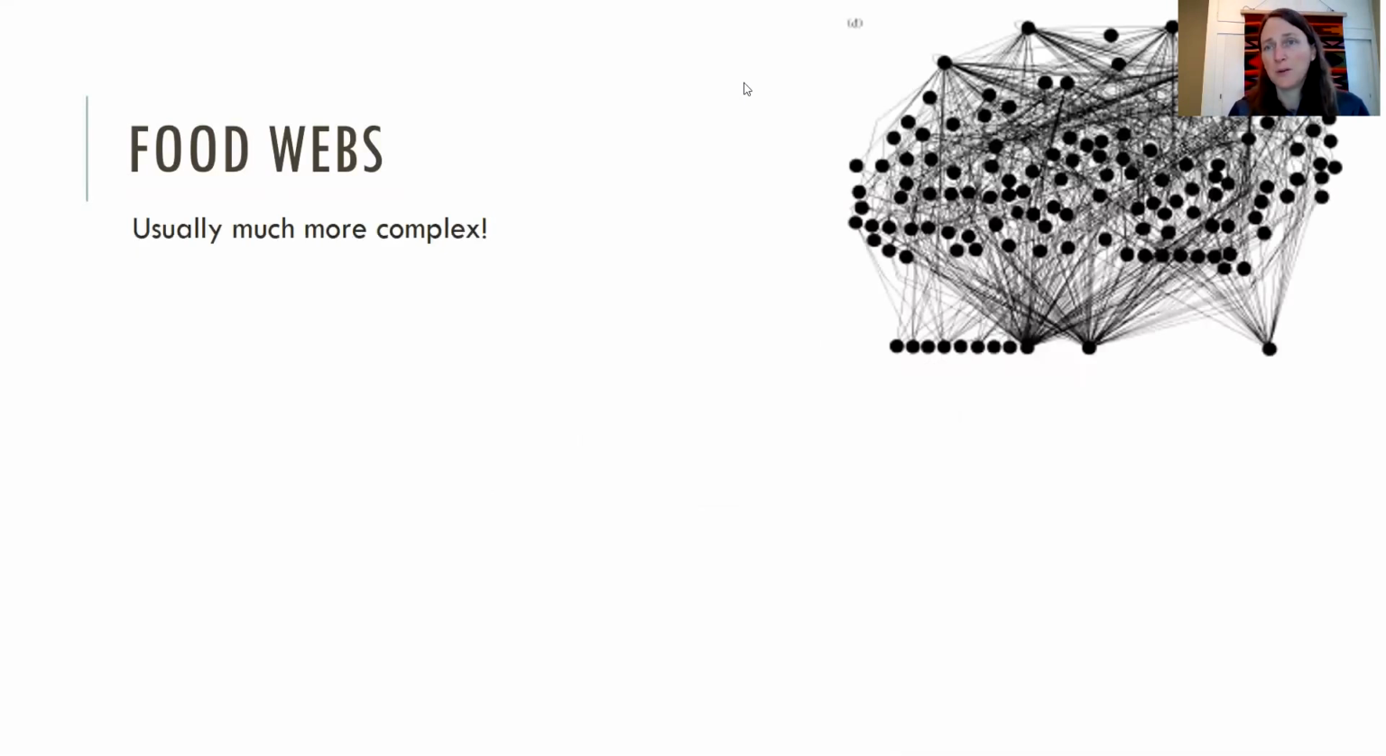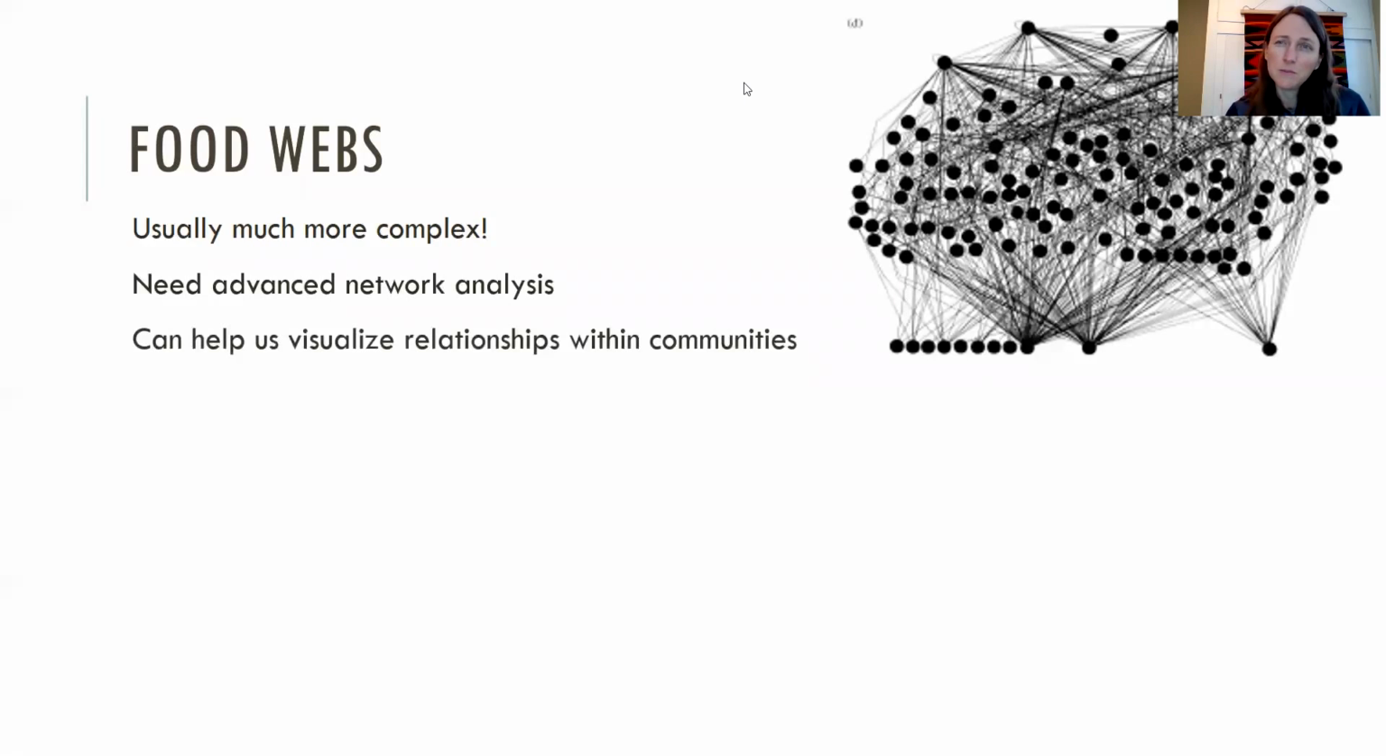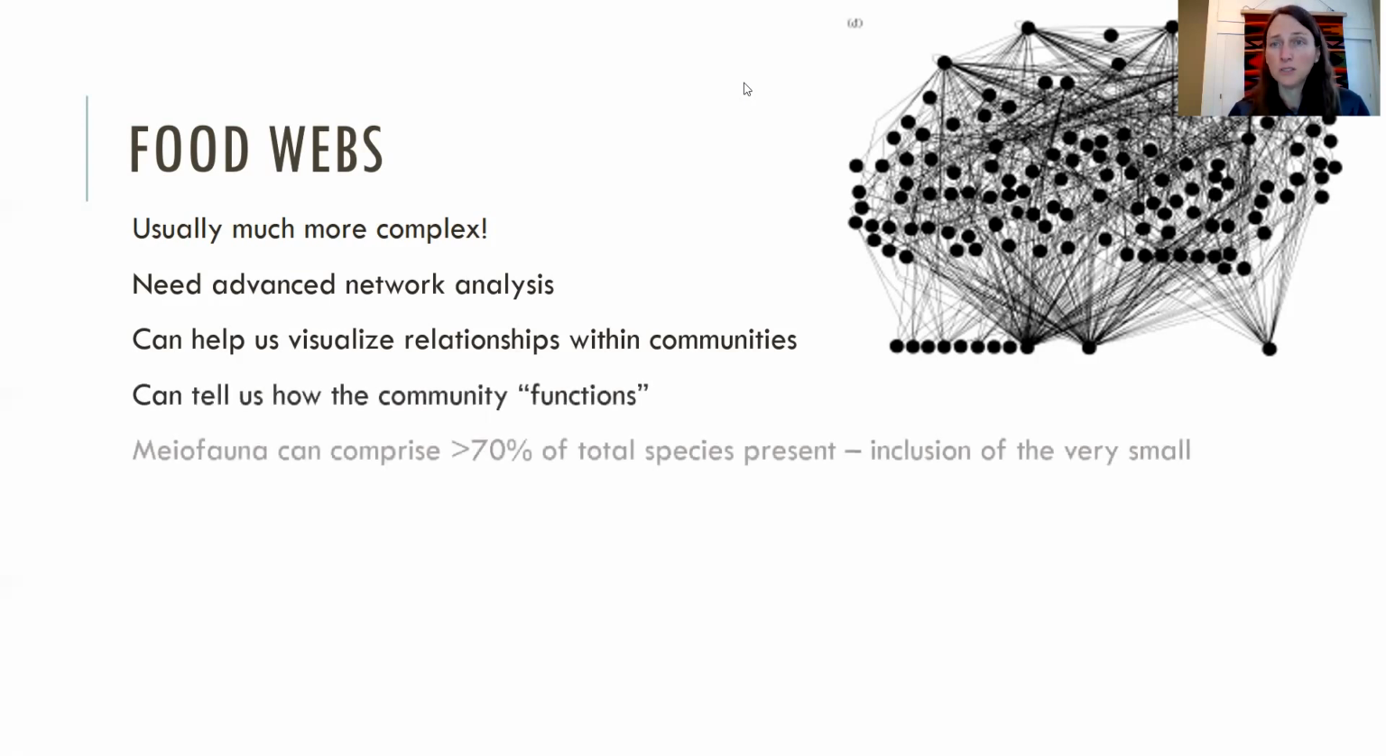But usually food webs are much more complex like this one. And you need some advanced network analysis to make sense of it. We're not really going to go into the details, but we are going to learn some of the basics of food webs, and they show us these relationships within communities, and they can show us how communities function. The meiofauna are often omitted from food webs, but they can make up to 70% of the total species present. And so it's important that we include these very small organisms as we move forward.